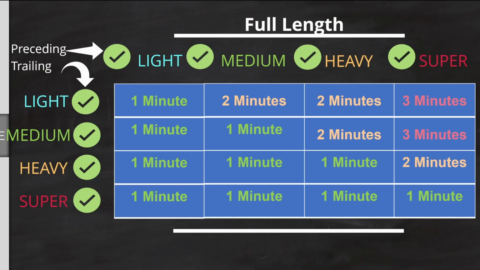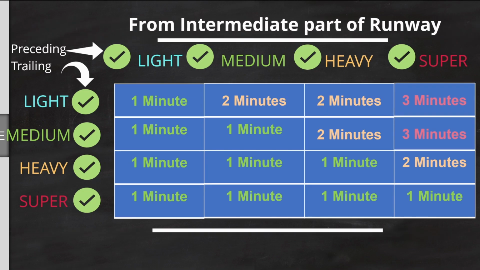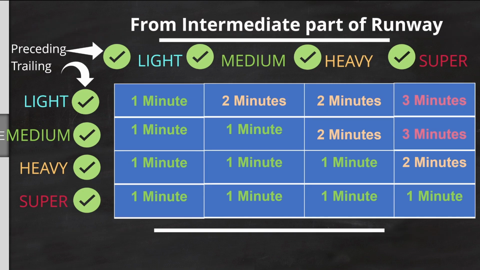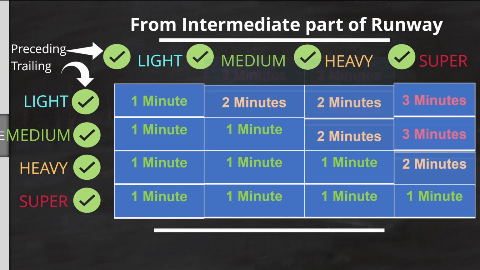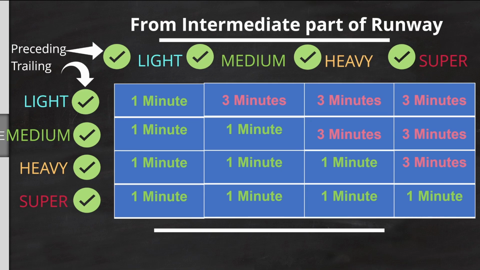minutes. If we look at takeoff by the lighter category from the intermediate part of the runway, we then add 1 minute to everything. 2 minutes becomes 3 minutes. 3 minutes by the medium and light behind the super becomes 4 minutes.